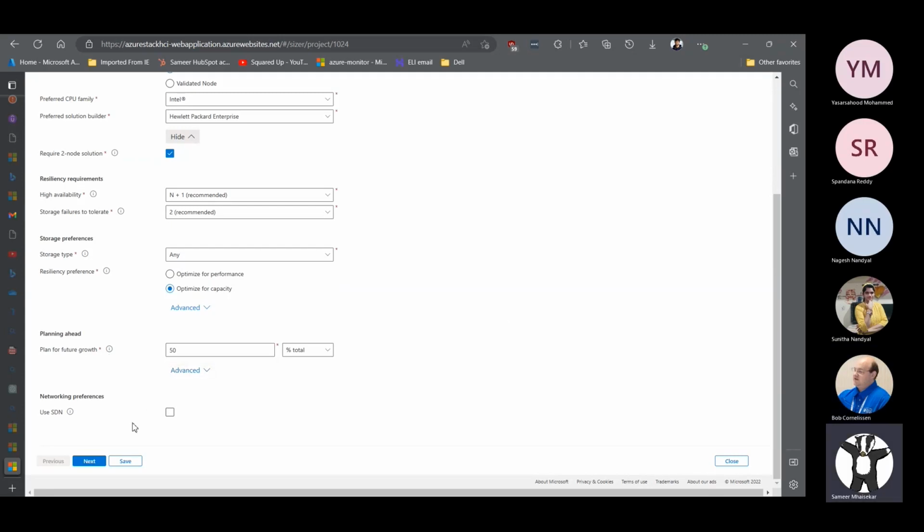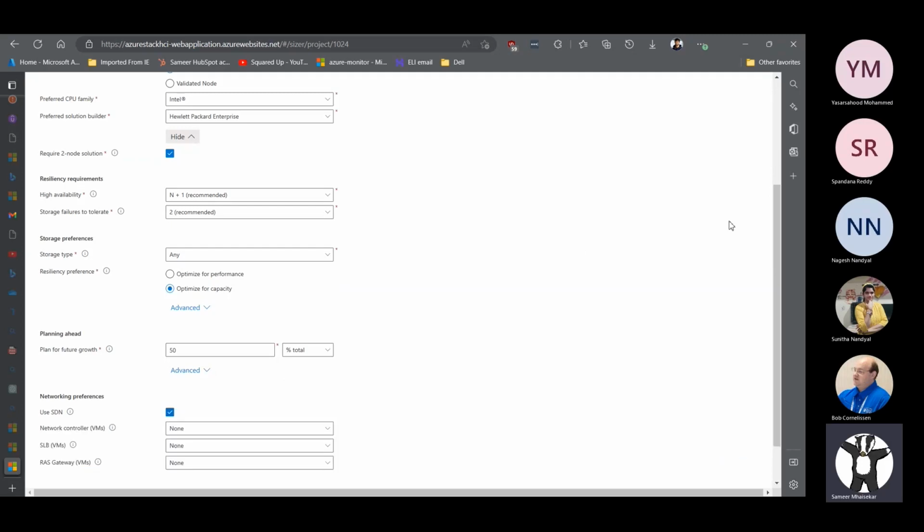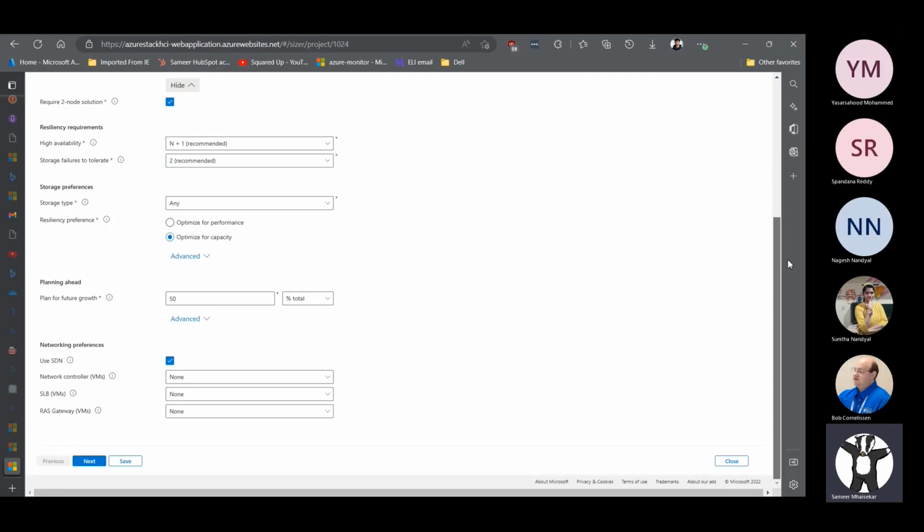Now, whether or not you want to use SDN is actually optional. You can either use SDN or you can use traditional networking. If you check the box, then these are all the network SDN components. Again, if these don't make sense to you, that's all right. In the SDN episode, we will talk more about this later.